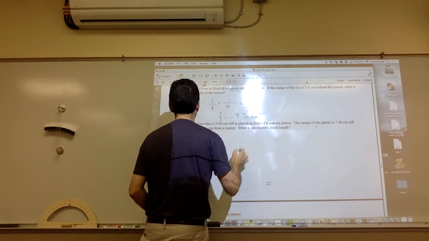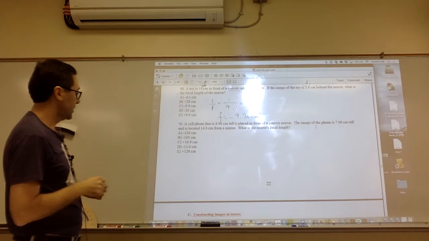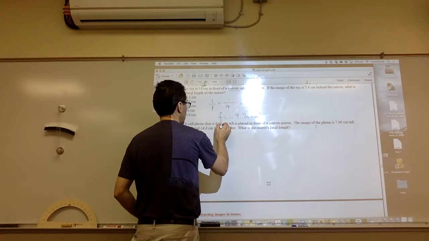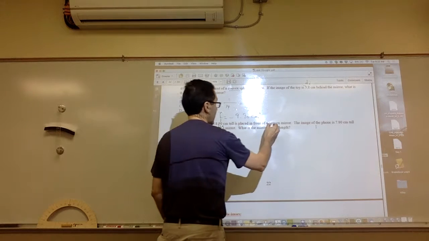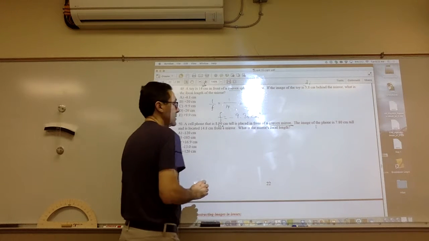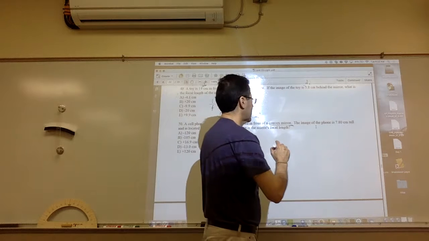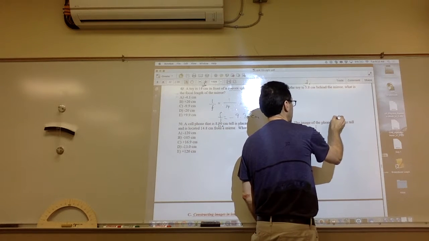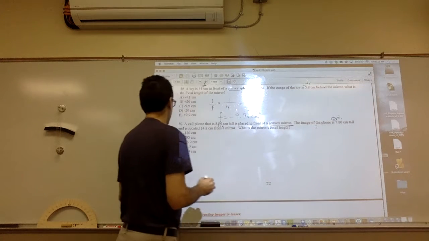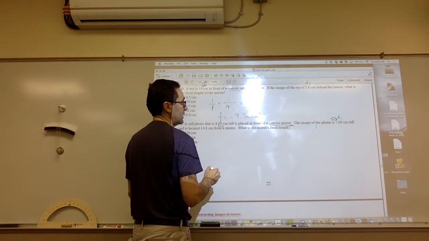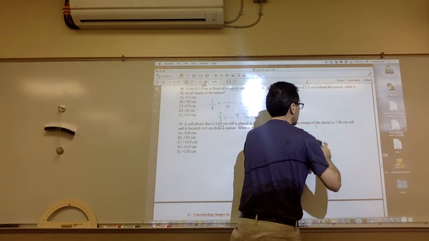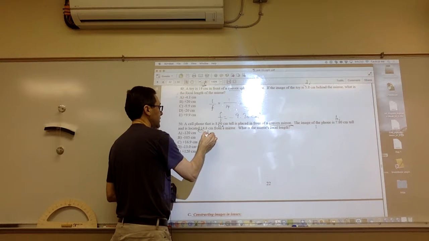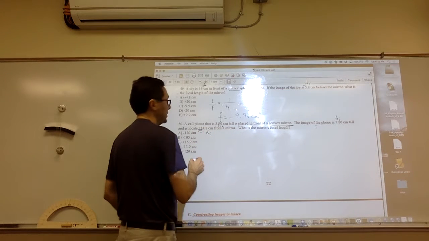So this should give us negative 9.90 centimeters. Number 50, a cell phone that is 8.9 centimeters tall, so this is ho, is placed in front of a convex mirror. So the focal distance is negative, and the image distance is also negative. So this should be di is negative 7.8. This is hi, and that's di. What is the mirror's focal length?